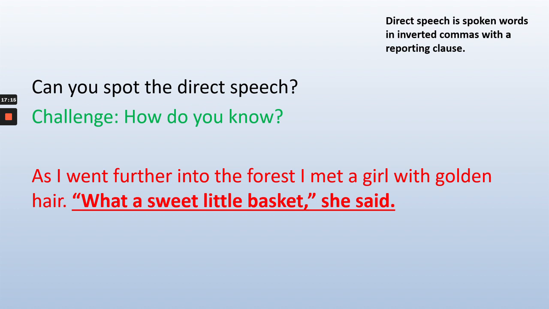Look at that. The direct speech is underlined there. "What a sweet little basket," she said. Remember, direct speech is spoken words, which is "what a sweet little basket." That's in inverted commas with a reporting clause. "She said." Who spoke? She did. That is direct speech. Well done if you got that correct. Press pause if you need to fix up your answer, and then press play when you're ready to continue.